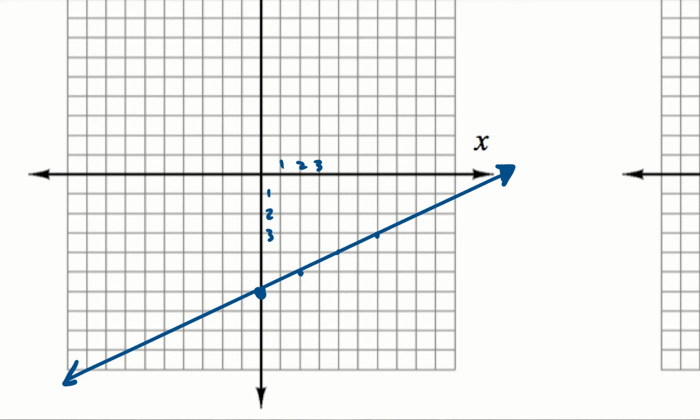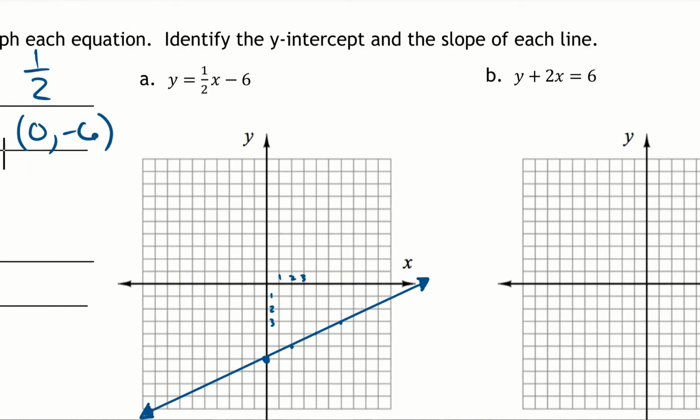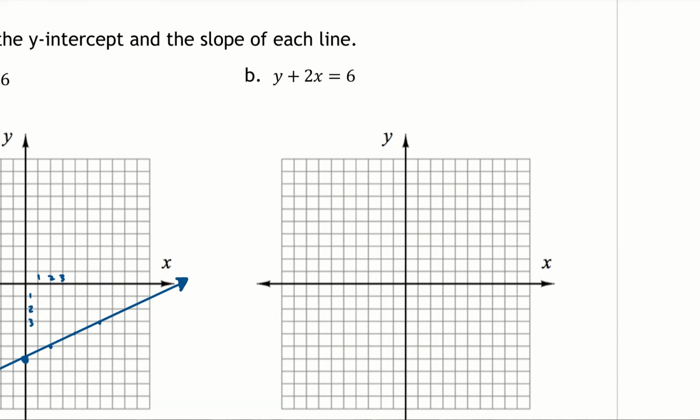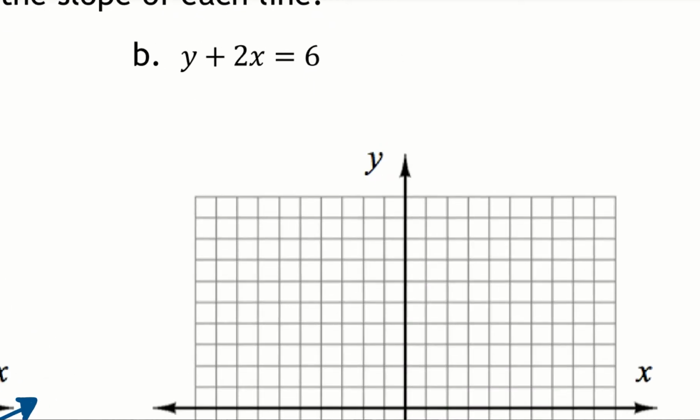So the domain here is all reals, and the range is all reals also. The next equation is not in slope-intercept form. It's in something we call standard form, but it's pretty easy to switch over. All I have to do is solve for y, and there's just a 1 in front of the y, so I don't even have to divide. I'm just going to take away the 2x from both sides, so y equals -2x plus 6. So here we've got a y-intercept of 6 and a slope of -2.